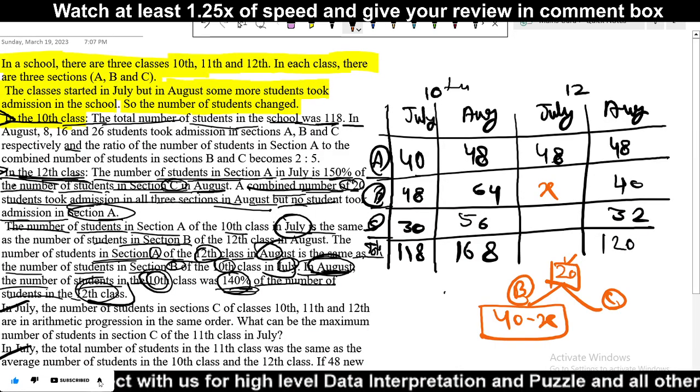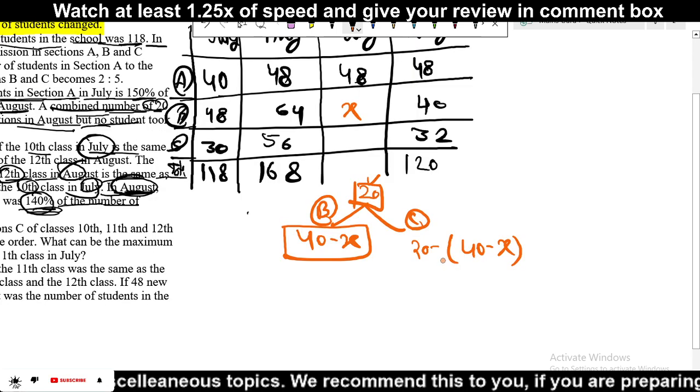So what is the increase of C? We will just subtract this complete part from 20, and we will know the increase of C. So 20 minus (40 minus x). Let's calculate this. This will be 20 minus 40, and here minus minus will be plus x, so this will be 20 plus x... wait, minus 20 plus x. So we calculated that this is the increase in C section of 12th class. Again I am repeating, this is the increase.